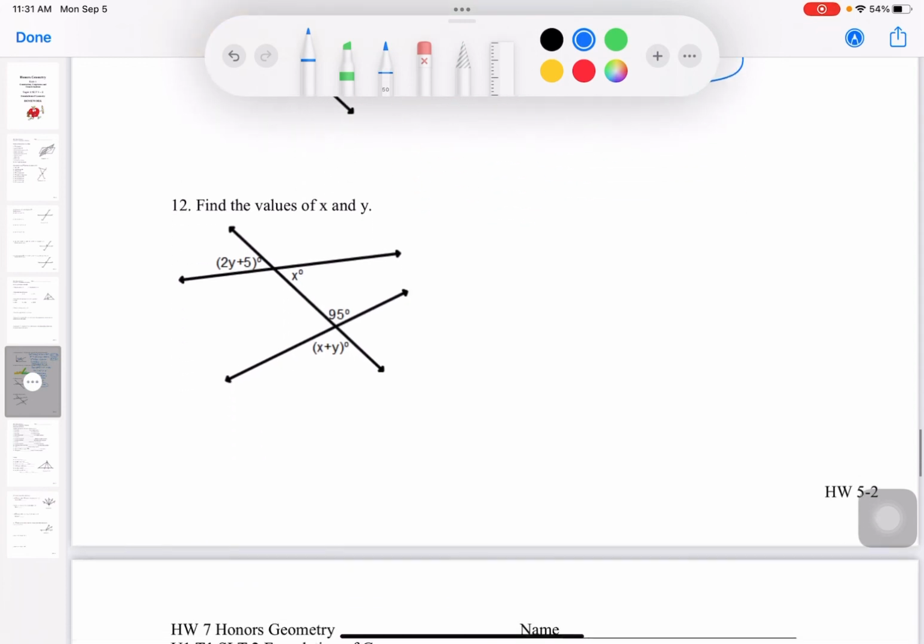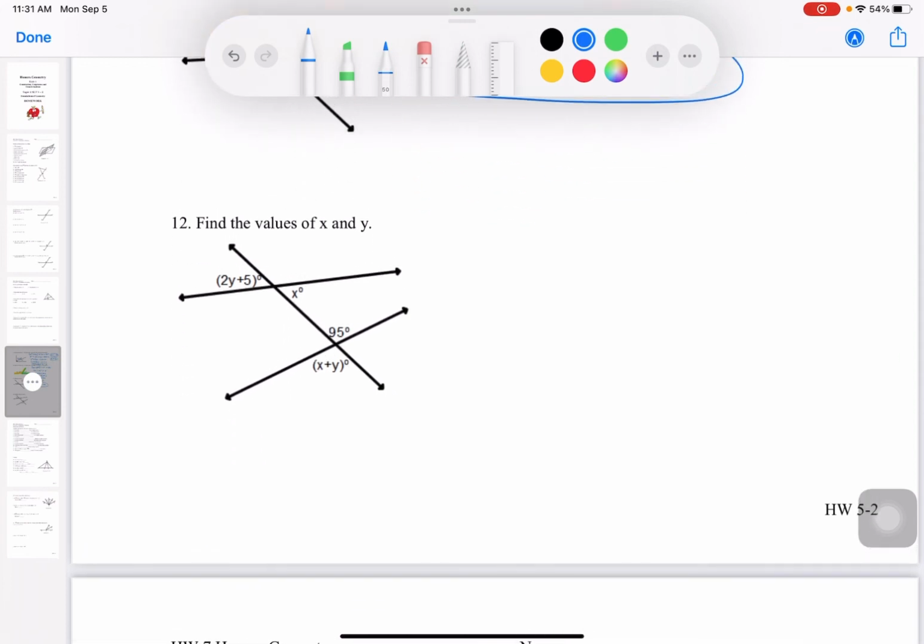And finally, number 12, find the values of x and y. The first pair of angles, 2y plus 5 degrees and x degrees, are vertical angles. Therefore, they are congruent. In the same way, 95 degrees and x plus y degrees, we have a pair of vertical angles. So therefore, they are congruent.